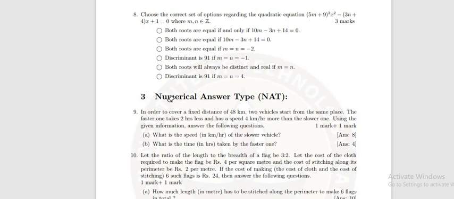One by one we will be looking at the options and seeing which options are satisfied for this quadratic equation. The first option says that both the roots are equal if and only if 10m minus 3n plus 14 is equal to 0. Now, let me first make you understand the meaning of if and only if.